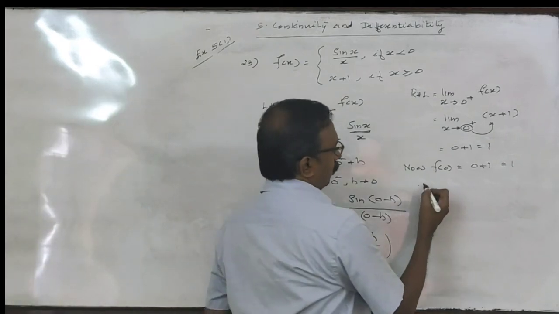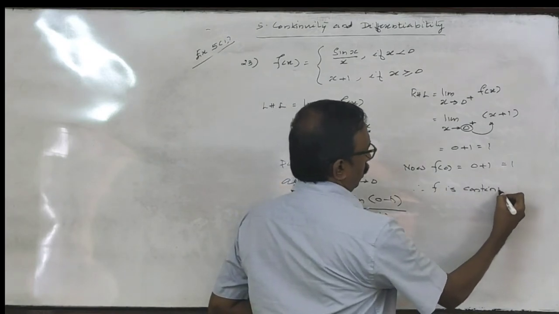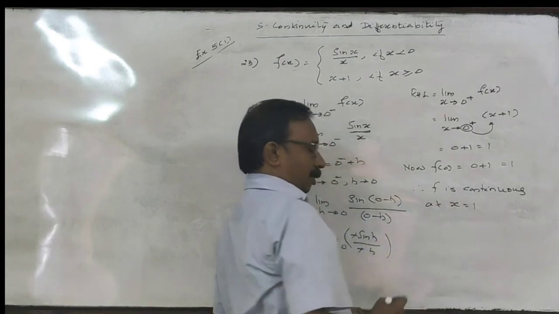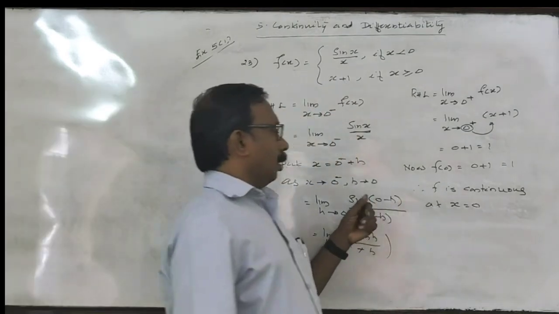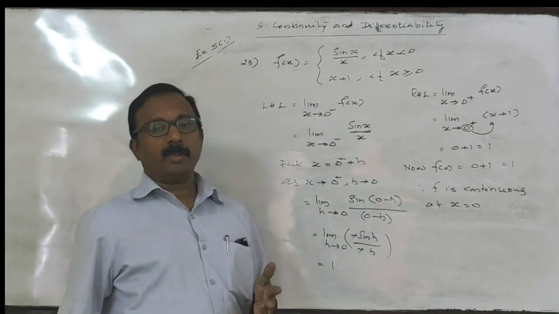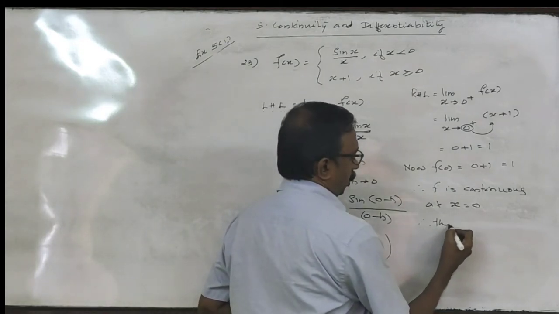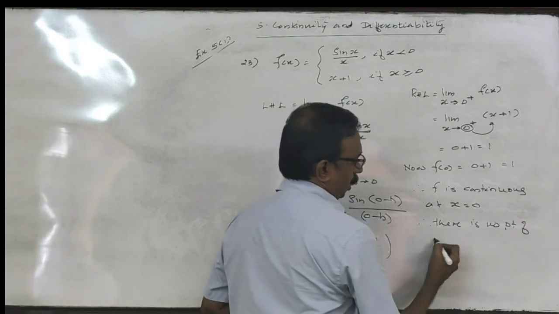Therefore, f is continuous at x is equal to 0 here. Now the question is to find the point of discontinuity here. F is continuous at x is equal to 0. What is the point of discontinuity? Now there is no point of discontinuity. Therefore, there is no point of discontinuity.